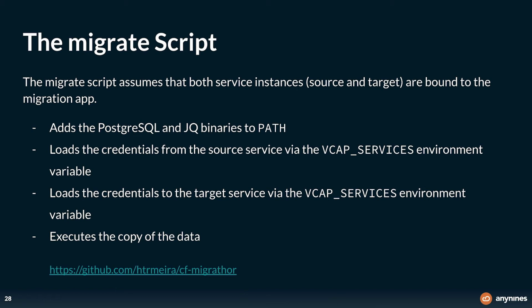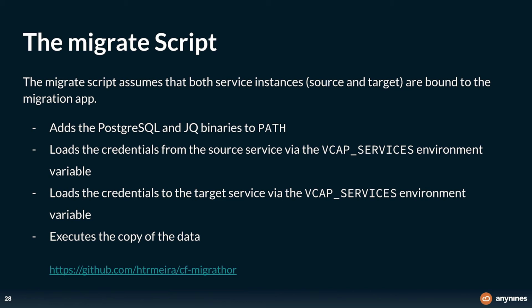Let's talk about some details of this migration script. The migrate script assumes that the source and the destination are bound to the migration app, and you will need to specify the service name of the source and the destination. In practice, what it does is put dependencies in the path variable to make it easy to use. Then it loads the credentials from the VCAP_SERVICES variable for the source. Then it loads the credentials for the destination service instance.